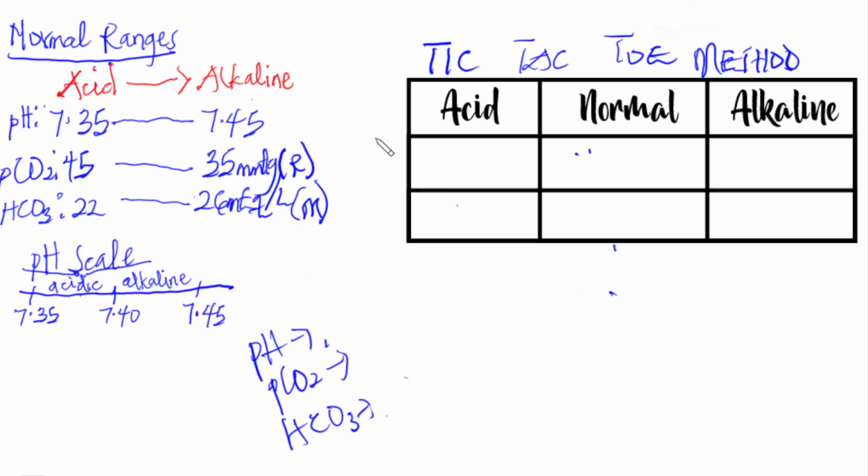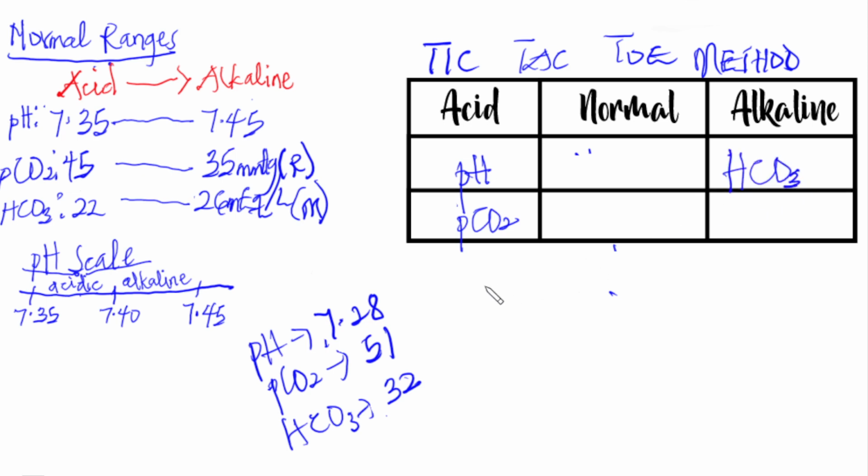So, the second person has a pH of 7.28, PCO2 of 51, and HCO3 of 32. Now let's fill it again. pH is 7.28. From our normal range, it is acidic. So you place pH here. PCO2 is 51, also acidic because it's more than 45. So you place PCO2 here. Now the HCO3 is 32. The normal range is 22 to 26, meaning it's on the alkaline side because it's more than 26. So you place HCO3 here.